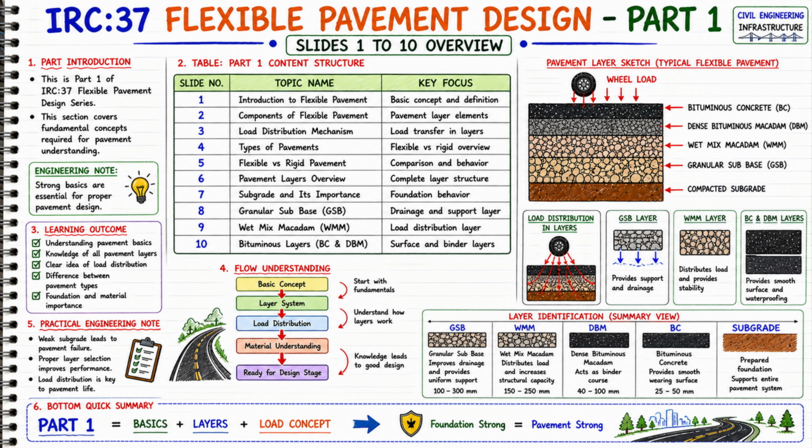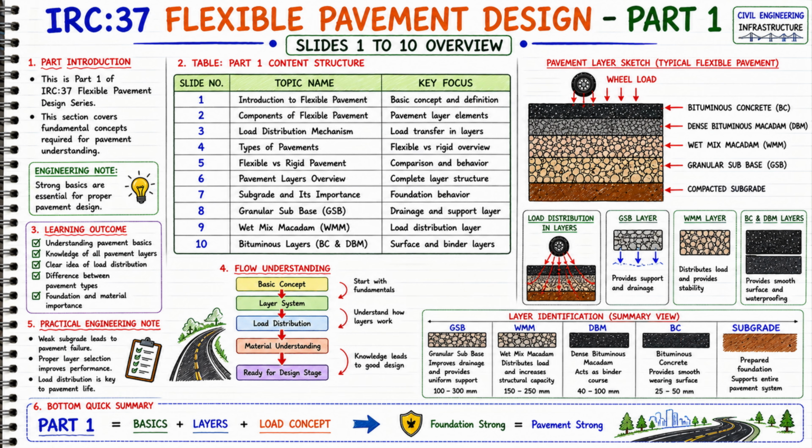Section 4. Flow Understanding. The flow diagram is given below. It tells us how to learn. First, we'll understand the basic concepts. Then we'll understand the layer system. Then we'll understand load distribution. Then we'll understand the materials. And finally, we'll be ready for the design stage. That means this entire learning process is structured step by step.